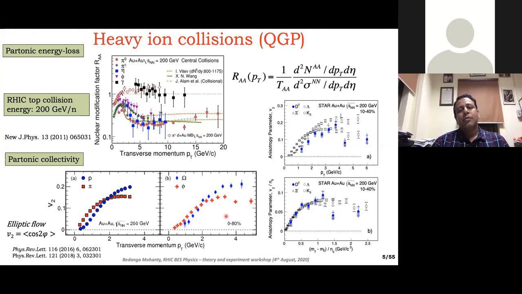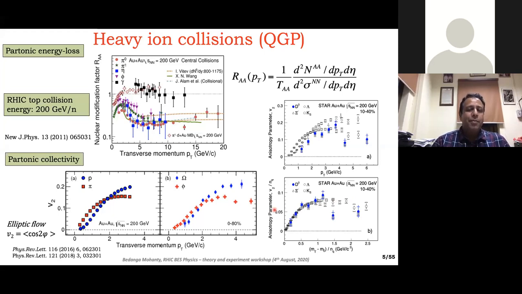In fact, measurements from STAR, which involve charm quarks like in D meson, also show substantial collectivity. And when we have V2 divided by number of constituent quarks, which is 3 for baryons or 2 for mesons, plotted as a function of transverse mass minus mass of the hadron divided by constituent quark, they line up in one curve, suggesting this number of constituent quark scaling or partonic collectivity. So these were the highlights at the top energies.